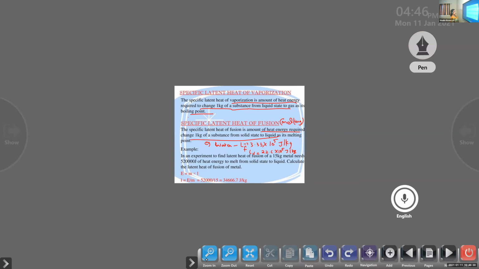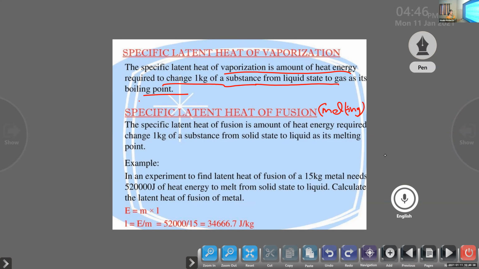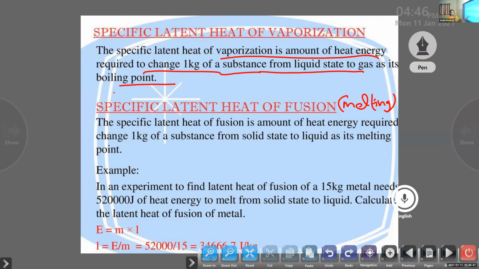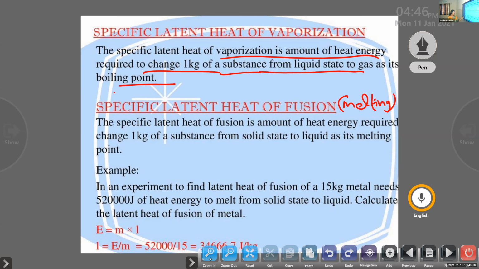Okay, so we can do one problem based on it and then we wind up the session. What is on the slide you can write, the remaining one we will do in the next class. In an experiment to find latent heat of fusion, a 50 kg metal needs 5,20,000 joule of heat energy to melt from solid state to liquid state. Calculate the latent heat of fusion of the metal.